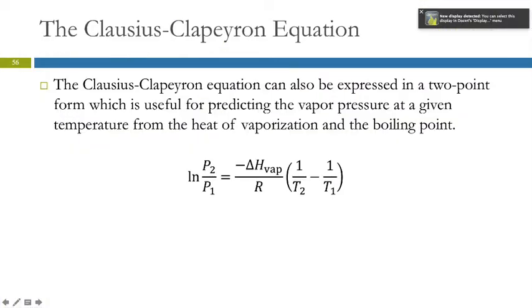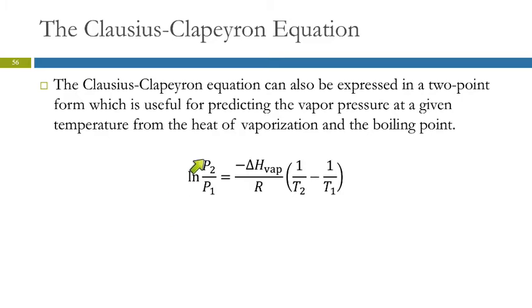So you can also take this equation and make it into a 2-point form, so you don't actually have to graph the data. Okay? I don't like graphing. Well, the 2 different forms are useful for different situations. The one we just looked at is useful if you're trying to figure out the heat of vaporization. You can measure the vapor pressure at different temperatures and do the graph and find that. If you know the heat of vaporization and you're wondering what the vapor pressure will be at a particular temperature, then you can use this equation to find that.